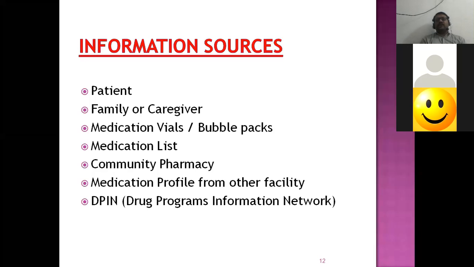How will you collect the information? Through various sources, information sources. First is the patient, no doubt. This is information related to patients. So the patient is essential. If the patient is in a serious condition like a coma, then their family members are involved in giving the information.